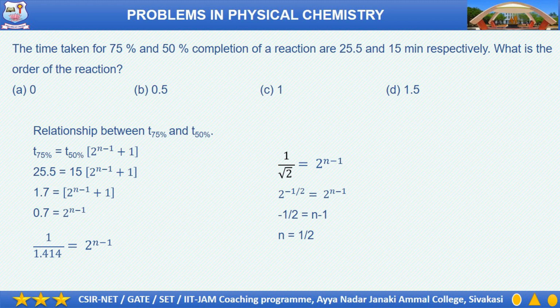But 0.7 can be rewritten as 1 by 1.414, and 1.414 is nothing but 2 power half. Therefore, your relationship is now 2 power n minus 1 is equal to 2 power minus half. Therefore, n minus 1 is equal to minus half, and n is equal to half. The manipulation done here is a little bit crucial.